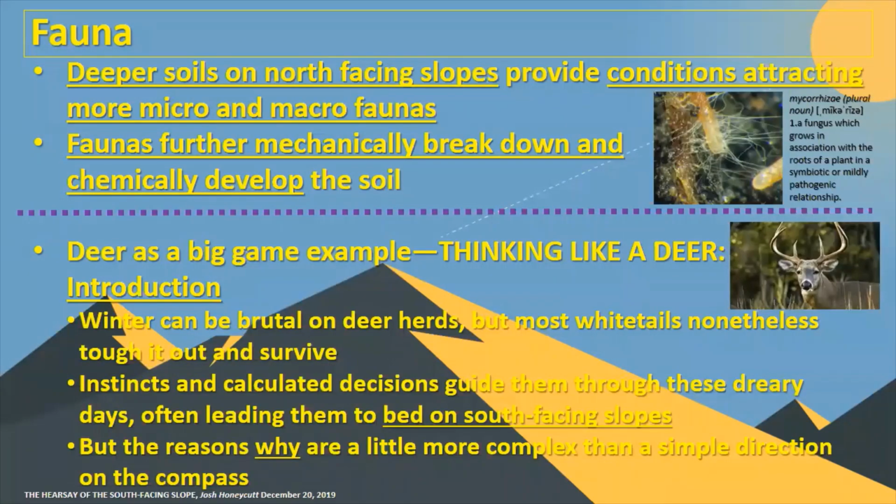So I want you to now consider not plants but animals. We've had a good idea of what plants can do. Animals are different, they can move around. So there's deeper soils on north-facing slopes, and they provide these conditions that attract micro and macro fauna. So a microfauna is something we really can't see with the naked eye, only in a magnifying glass or microscope. And what I'm showing you over there is mycorrhizae, these filaments that are fungus that are underground in the soil. And those are very important to breaking down the elements.